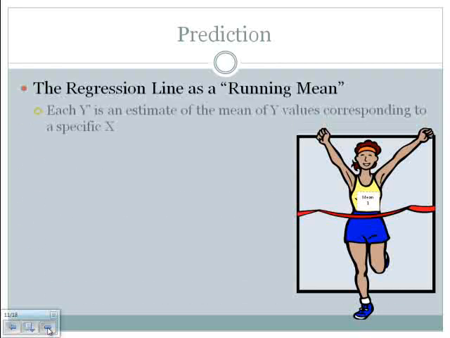This next concept, kind of listen to it. This is a PowerPoint you might need to go back and look at. But I wanted to introduce you to the concept of the regression line as a running mean. And to do that, I'm going to draw a picture here in this big open space. We're going to say that our x-axis is SAT scores. Our y-axis is college GPA.